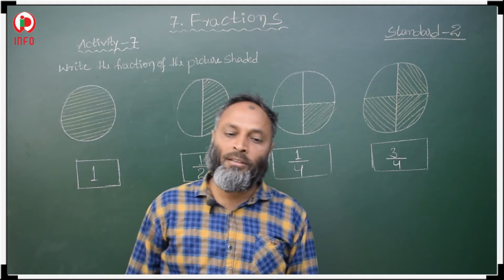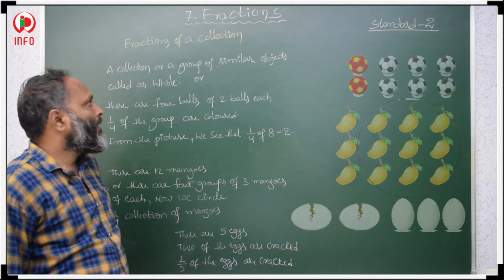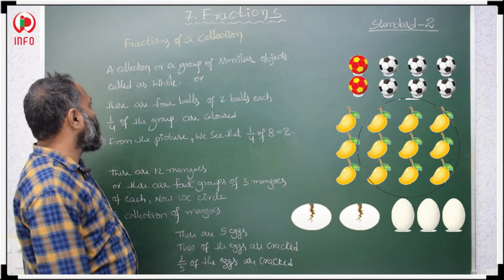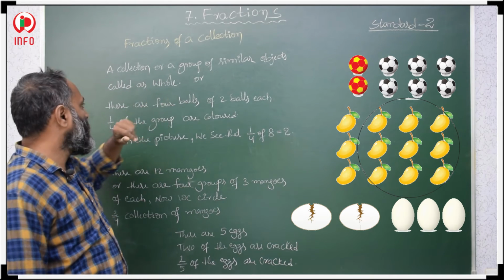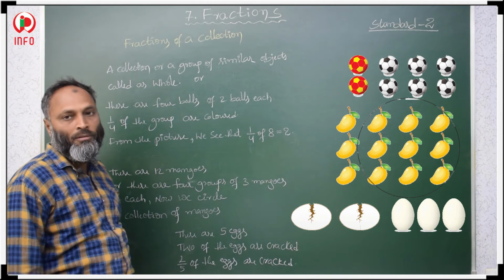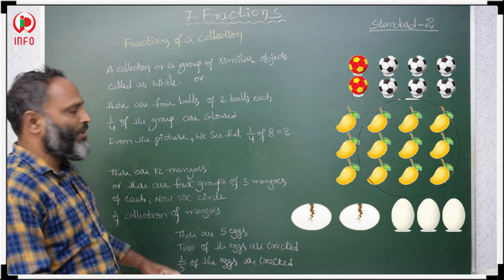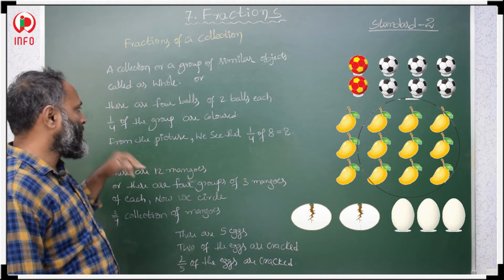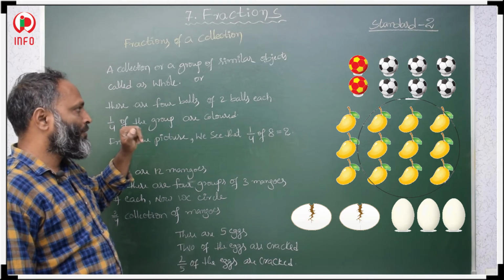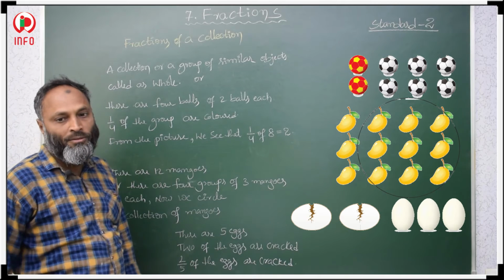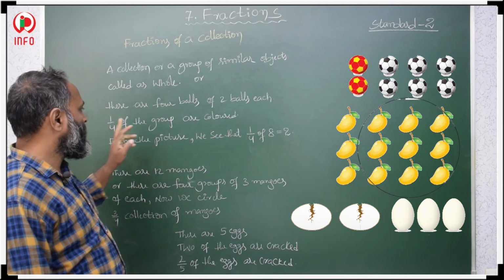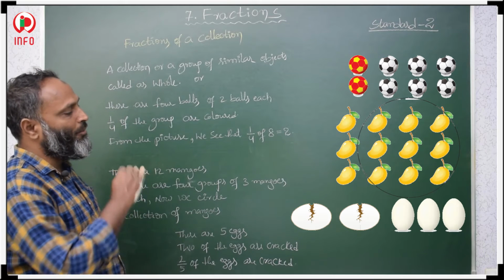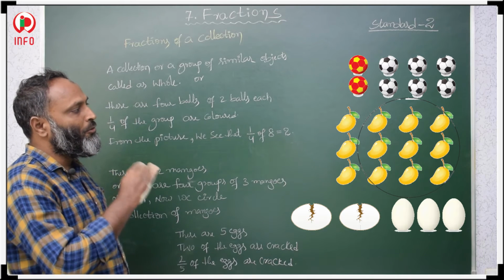Okay, students. Now see here, fraction of a collection. A collection or a group of similar objects is called a whole. See here in the first picture, there are 4 balls, with 2 balls in each row. How many balls are there? Here 4 balls, 2 balls in each row.